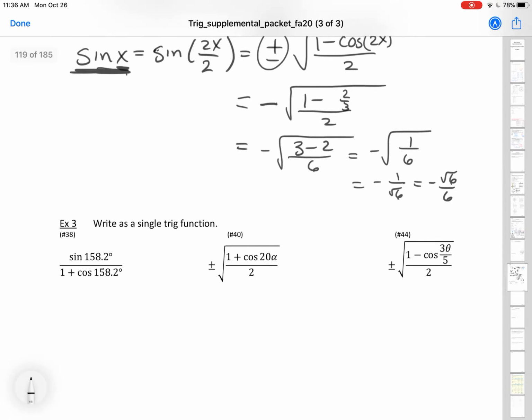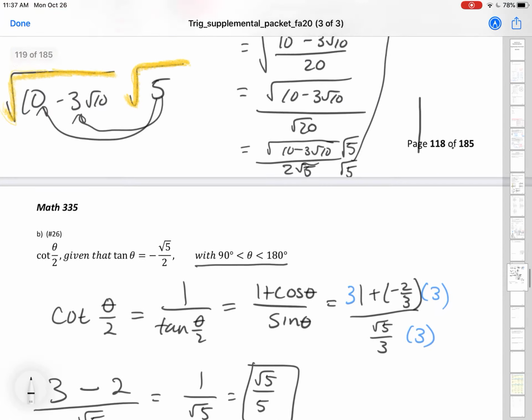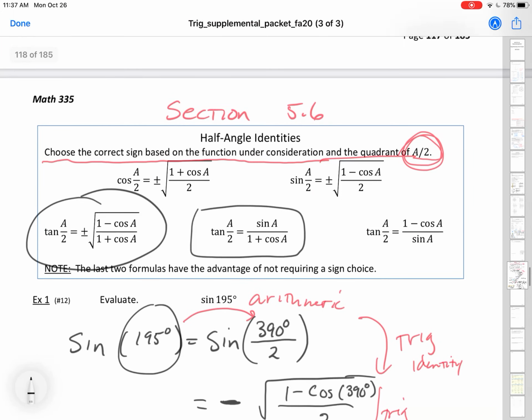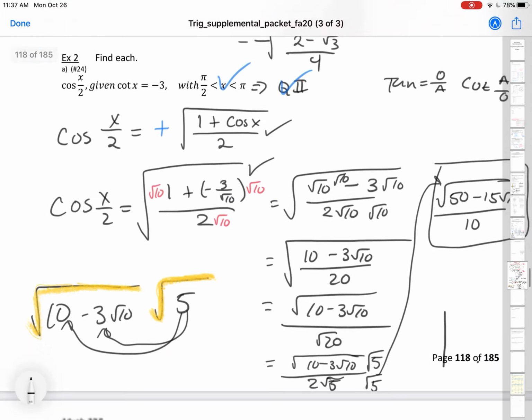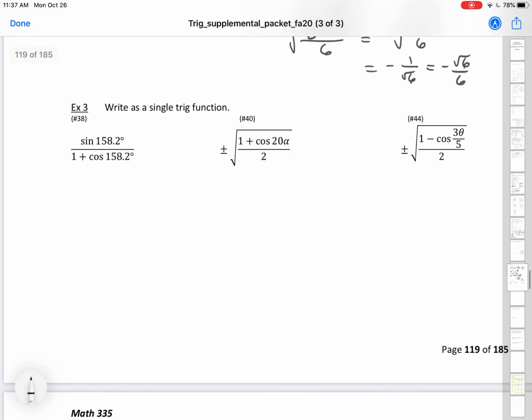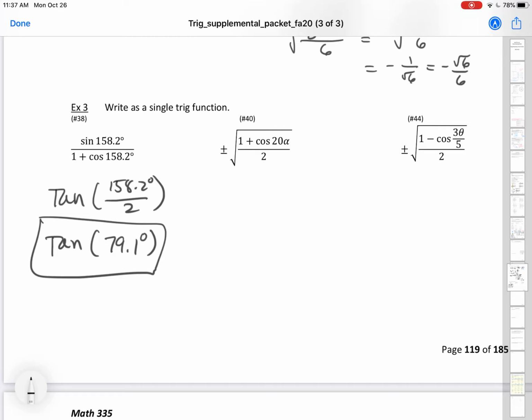So with this sine over 1 plus cosine, who is that? Who's sine over 1 plus cosine? That would be tangent of A over 2. So, no problem. We know who this guy is. This is tangent. A in our case is 158.2 degrees divided by 2. So the answer that they're going to have in the back is not some number. They're just going to take half of 158.2 and call it 79.1 degrees, and the answer is tangent of 79.1 degrees. You just wrote it as a single trig function.